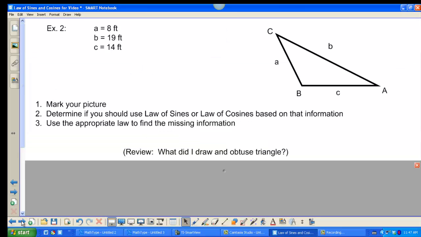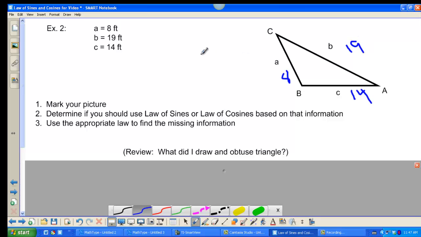Okay, next, last problem. We're given that side a is 8 feet, b is 19 feet, and c is 14 feet. So I'm going to mark my picture. A is 8, C is 14, and B is 19. I was given 3 sides. Therefore, this is a law of cosines problem.